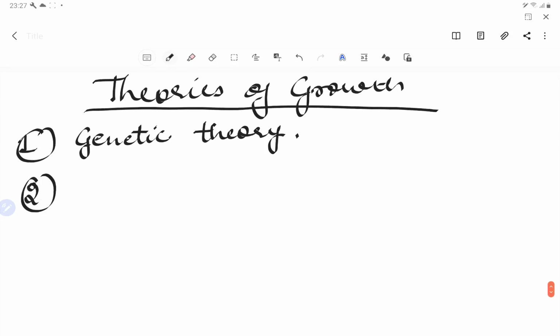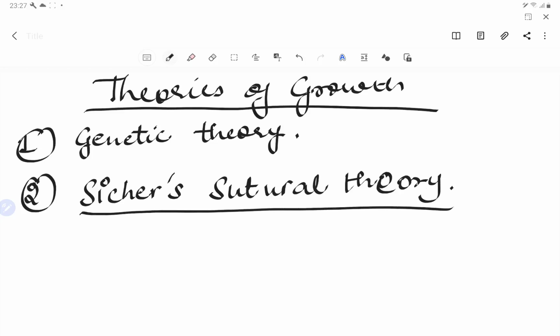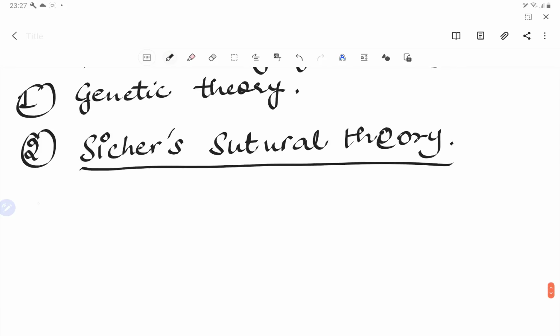Then second one we have is the sutural theory, which was given by Sicher. So sutural theory was given by Sicher, and according to Sicher, the growth occurs in the sutures. So the sutures are responsible for the craniofacial growth of a person.